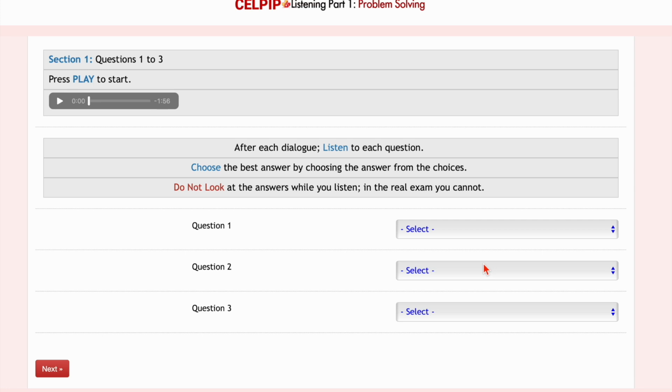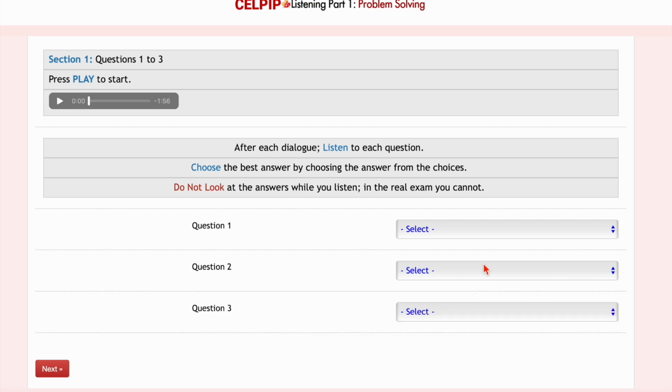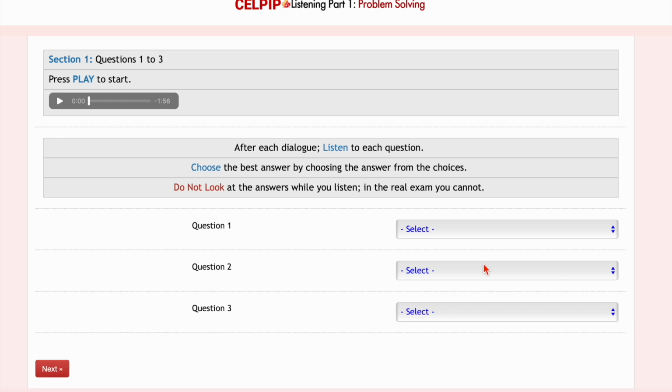And of course, this is part one. This is problem solving. So we need to understand what is the problem or what was the problem and how are they going to fix it or how did they fix the problem. This is important for part one.